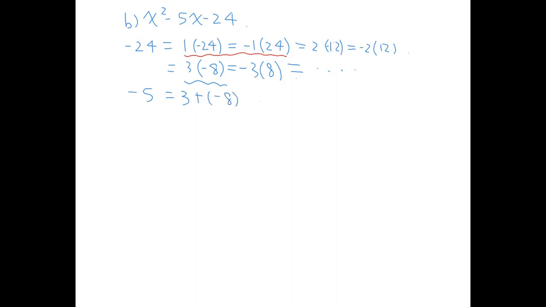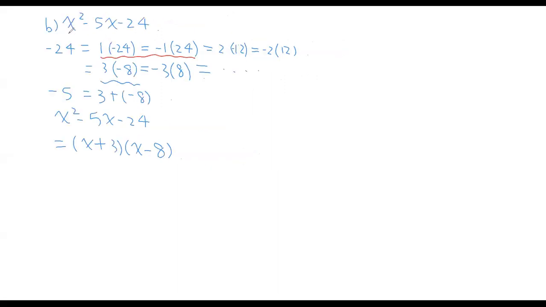And this is the right one. So that means our polynomial can be factored as x plus 3 and x minus 8. And you can check this is the right one, okay? Here, in these two examples, we have the leading term 1 times x squared, that's 1x squared, right?